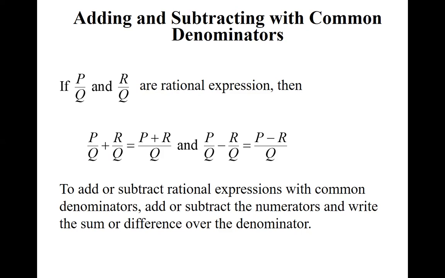Just like fractions with common denominators, if P over Q and R over Q are rational expressions, then P over Q plus R over Q is equal to P plus R over Q. Keep the denominator, add the numerators. And P over Q minus R over Q is P minus R over Q. Keep the denominator, subtract the numerators.